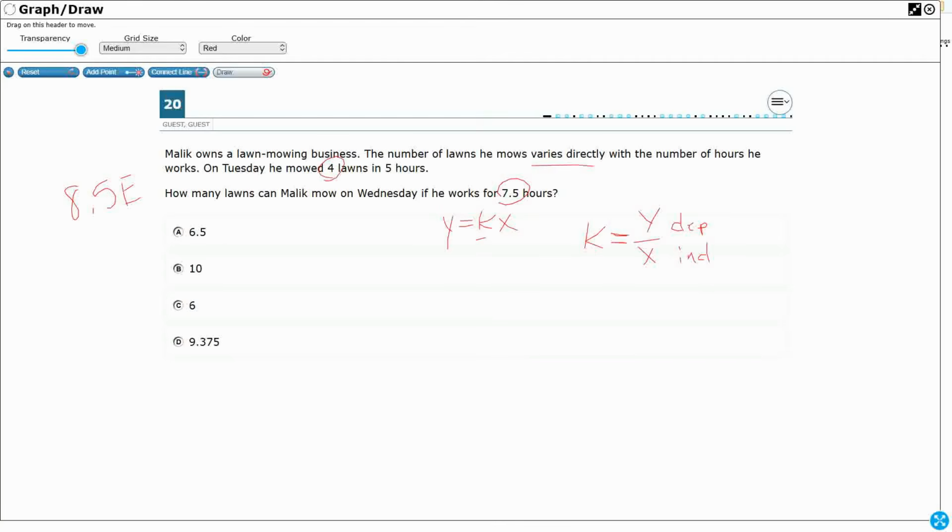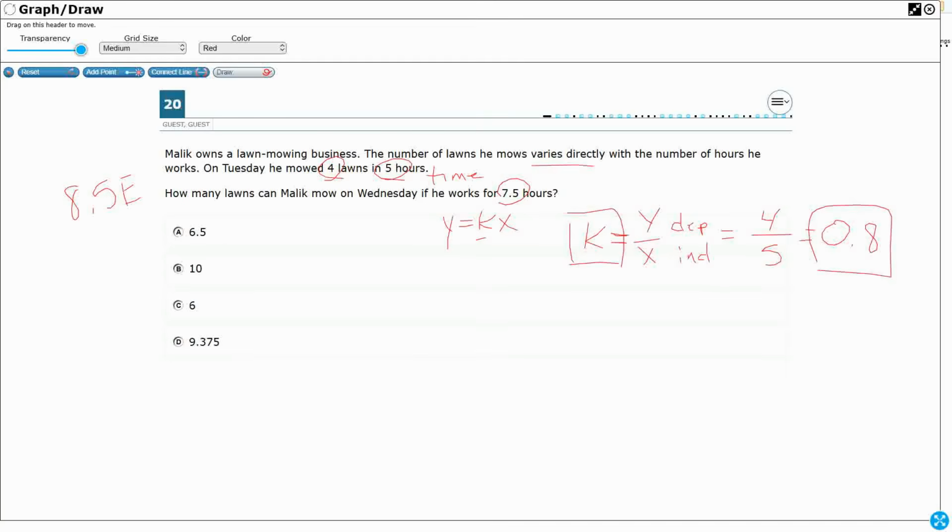Well, we have this right here, 4 lawns in 5 hours. So here's a trick that you need to remember. If you're getting stuck on which one is dependent, which one is independent, if there's anything to do with time, time is always going to be your independent variable. Okay? So let's make our time 5 hours and our dependent variable 4 lawns. So that's going to end up being 0.8 or 4/5. All right, so that's my constant of variation. So I'm going to say my k equals 0.8.